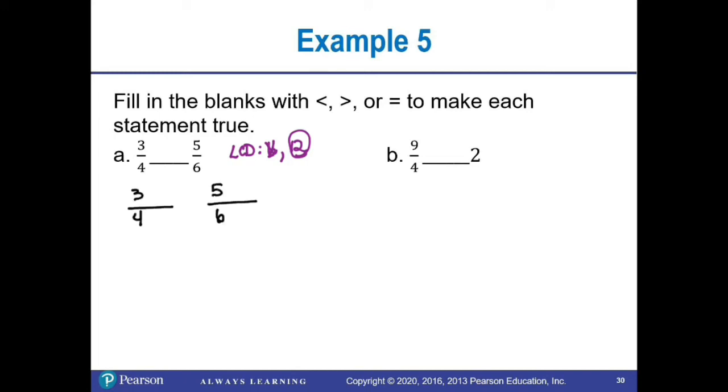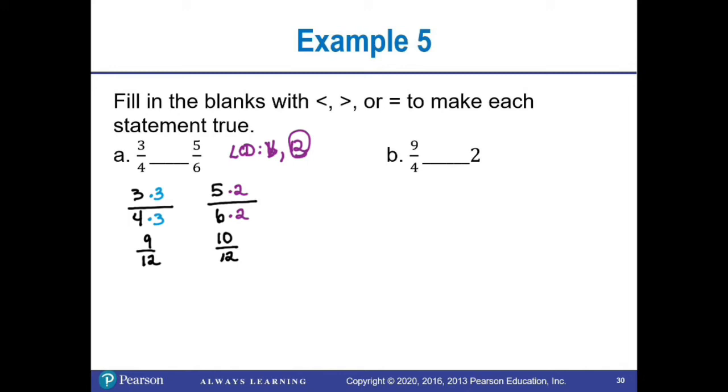Rewrite each fraction with your LCD. Well, 4 times 3 would make 12 in the denominator. By the fundamental law of fractions, if I multiply the denominator by 3, I also have to multiply the numerator by 3. 3 times 3 is 9, and 4 times 3 is 12. I want to rewrite the second fraction with my LCD as well. 6 times 2 would make 12 in the denominator. And if I multiply by 2 in the denominator, then I need to multiply by 2 in the numerator. 5 times 2 is 10, and 6 times 2 is 12.